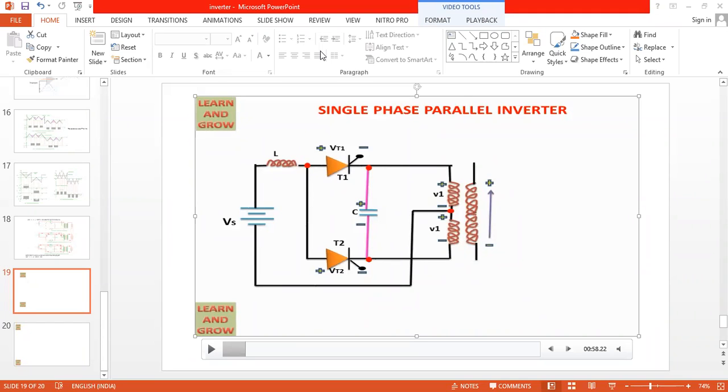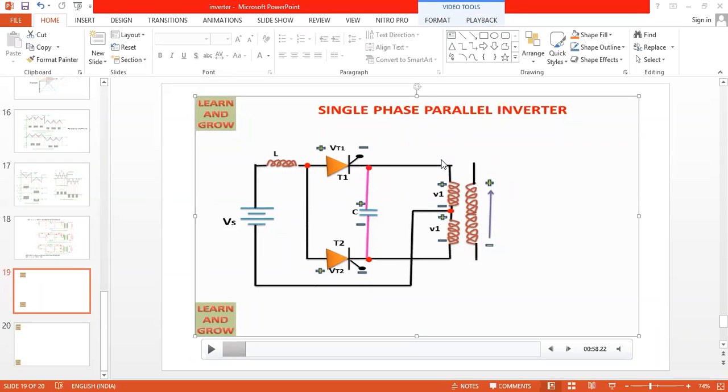Today's class we discuss the single phase parallel inverter. If you move into the industry side, people ask you how many types of inverters are present. You should mention pure sine wave inverter, modified sine wave inverter and square wave inverter. Once again I repeat: three types of inverters are present practically. One is sine wave inverter, modified sine wave inverter, and the next one is square wave inverter.